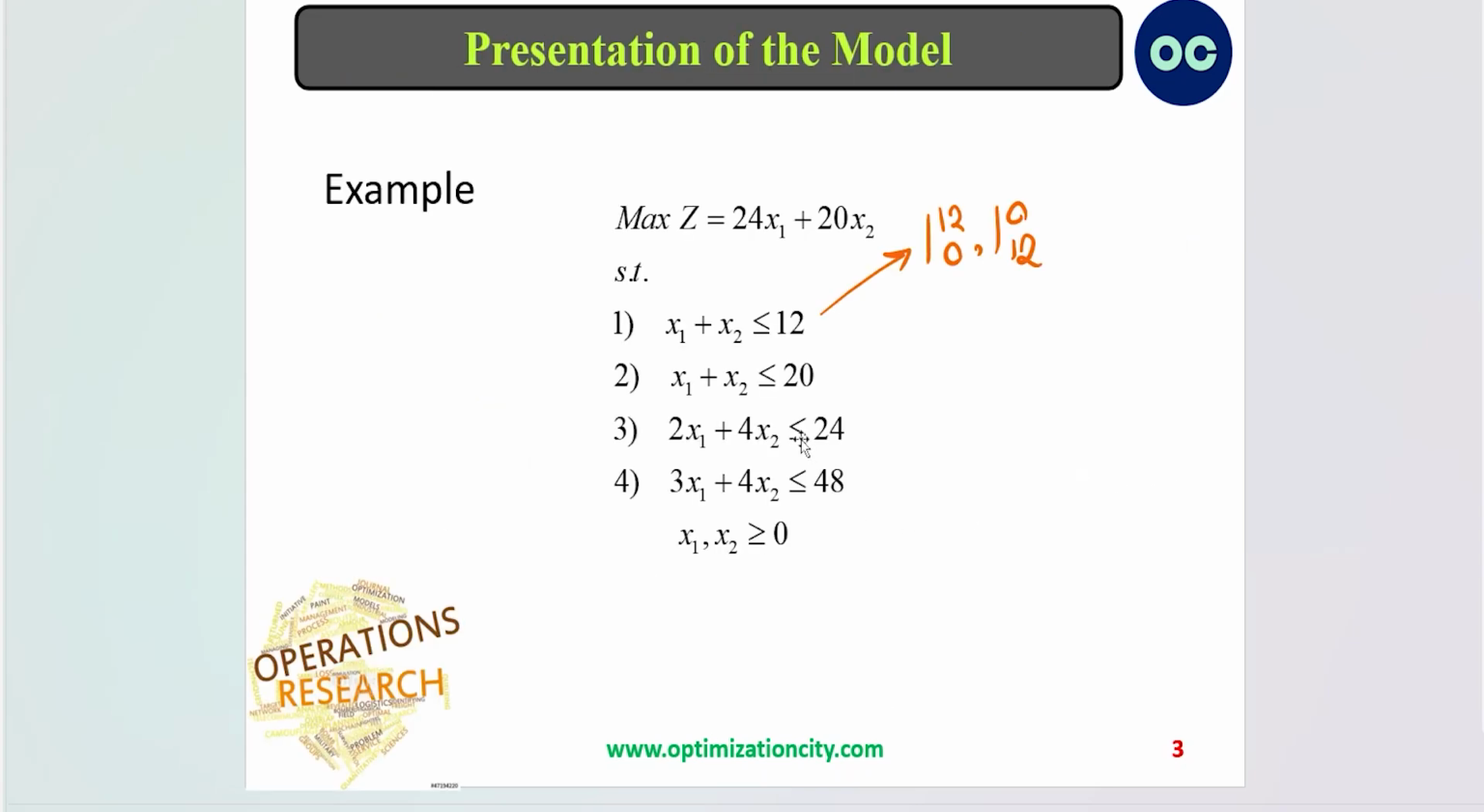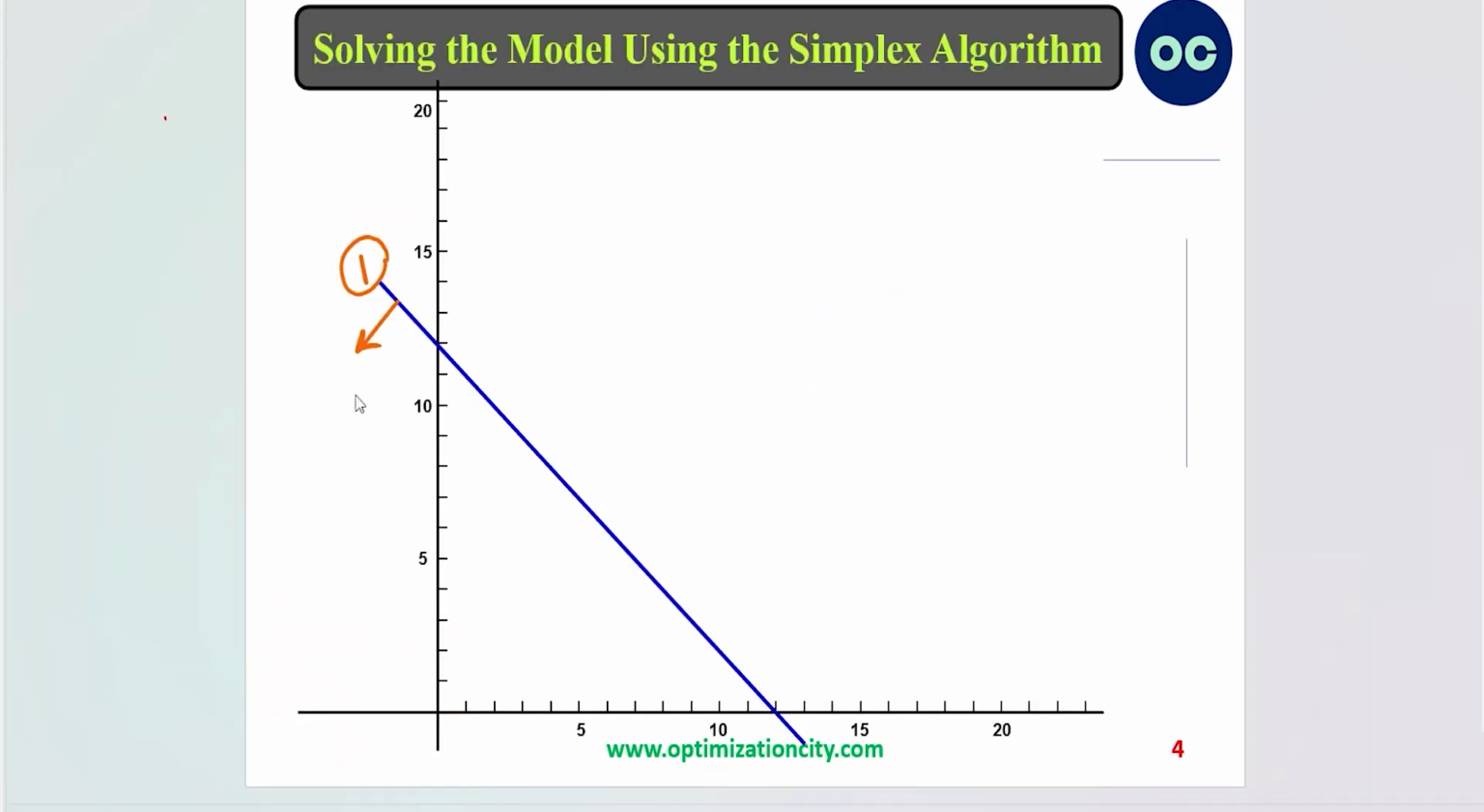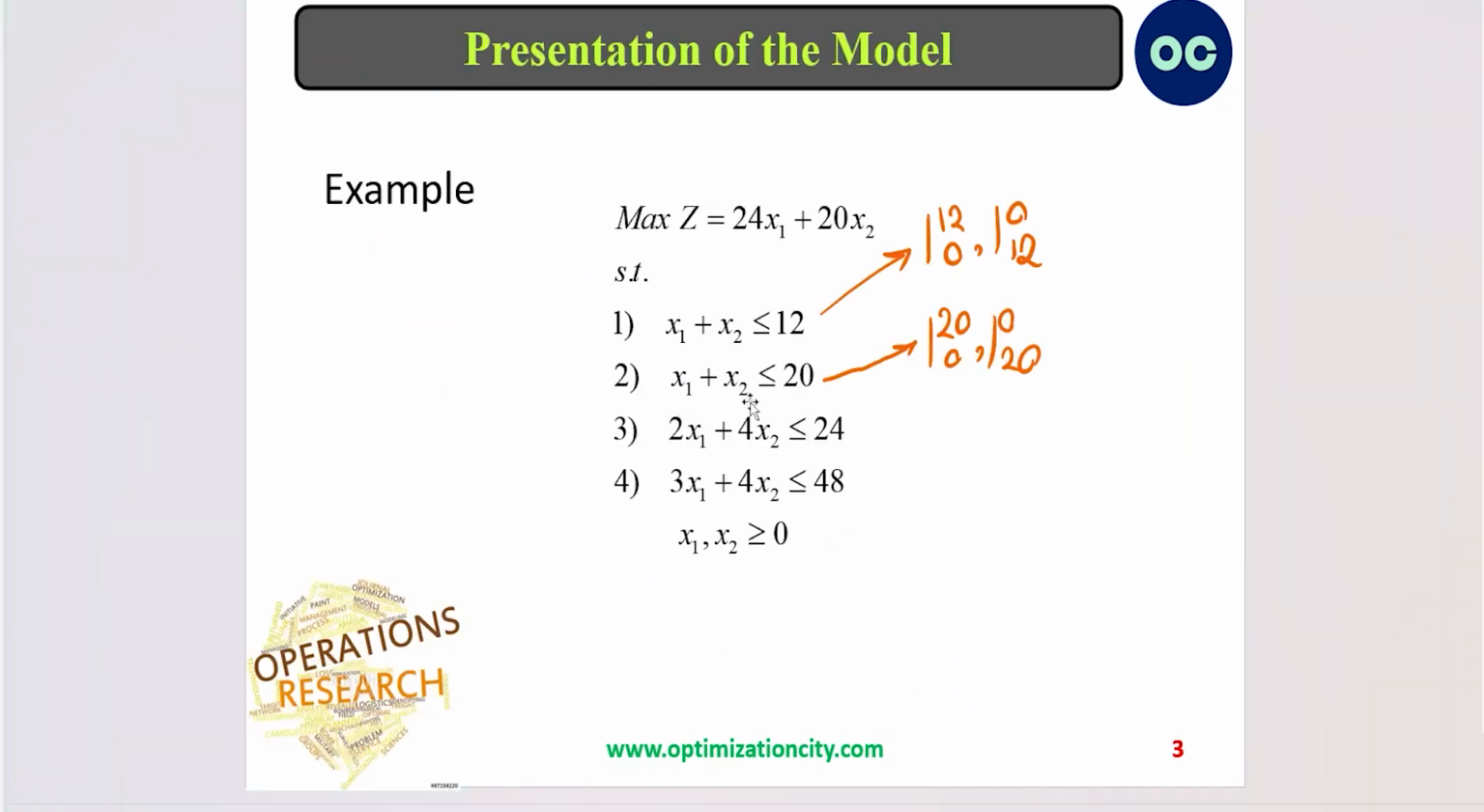Move on to the next constraint. Plot the line using 2 points, 20, 0 and 0, 20. This is constraint number 2. The area below the line is feasible because the origin satisfies this constraint, 0 plus 0 is less than 20.